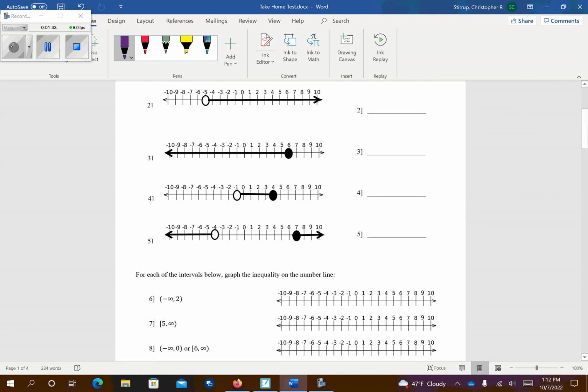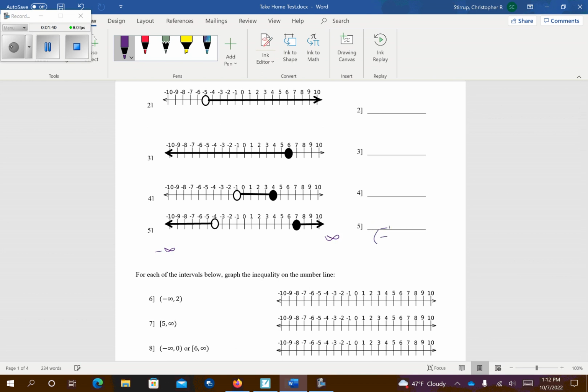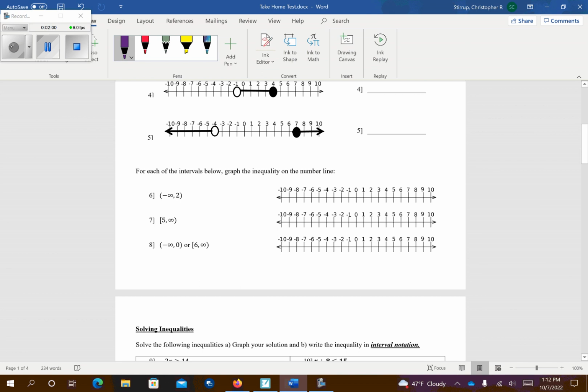Number 5 is an OR problem, so that's going out to negative infinity. That's going to infinity. So we're going to go from negative infinity to -4, soft bracket, and then it's going to be a hard bracket from 7 to infinity. And that's all you have to do there. Now we're going to start graphing it.